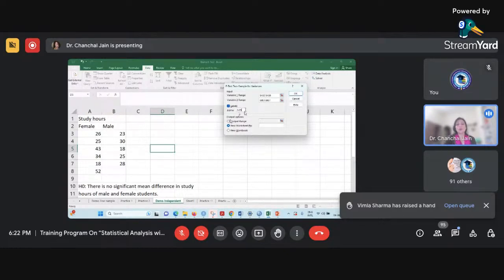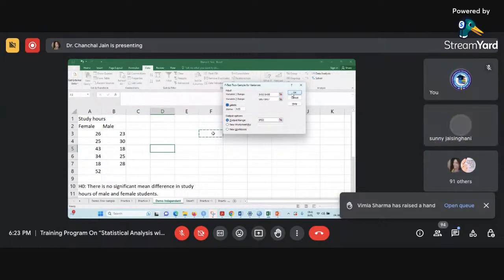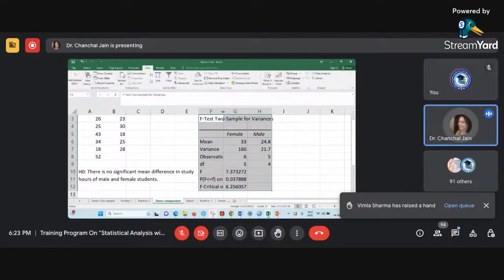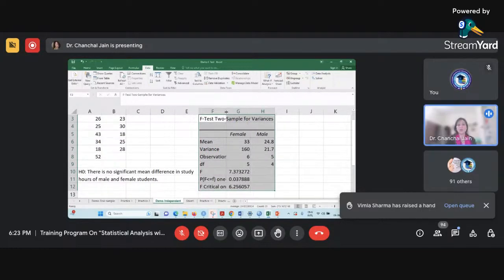Coming to the output generation option, I'm going with the first option, that is output range, and here I am selecting the cell where I want to generate my output, and then I can press OK. I hope everyone is with me. May I press OK? If everyone has performed the same thing, please click on OK and generate your output. Then you will get the output in the cell which we have given there.